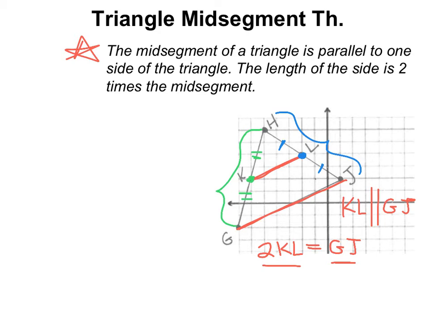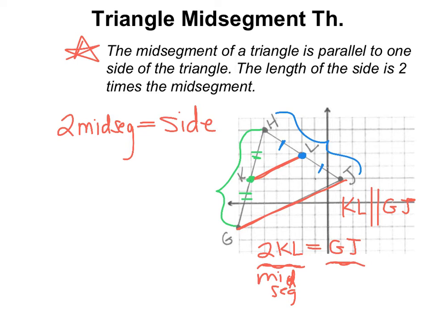So these relationships can be extended to other situations by saying that if we take 2 times the midsegment, in this case our midsegment is KL, and we multiply by 2, then we will get the length of the side of the triangle that it's parallel to. And this right here is that relationship.